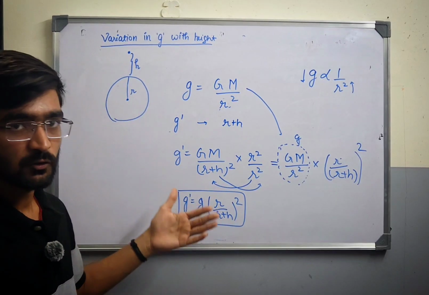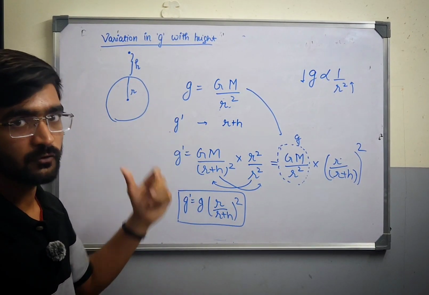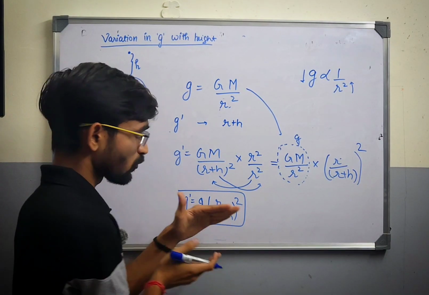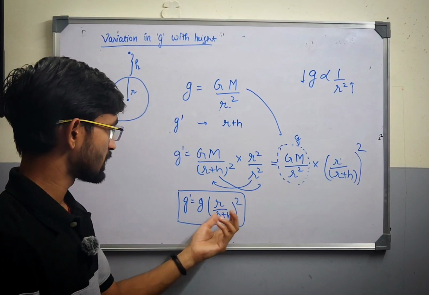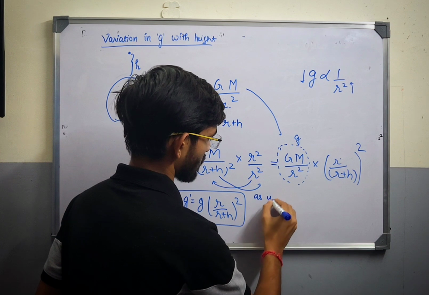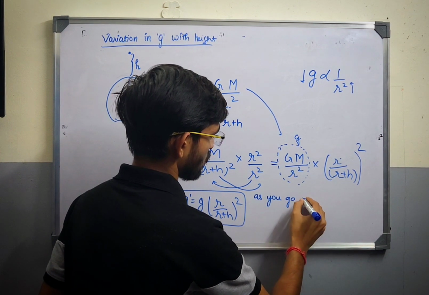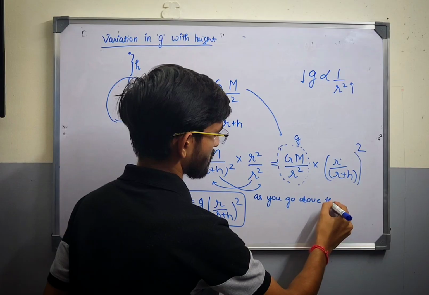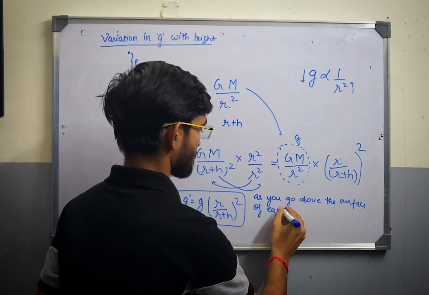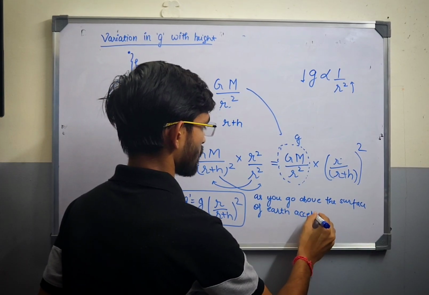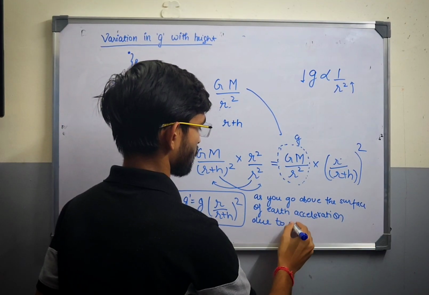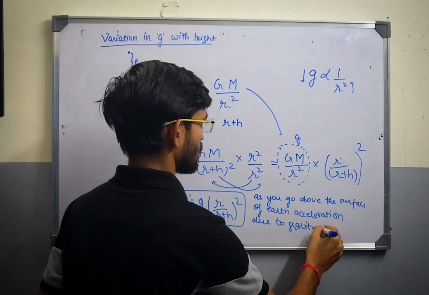This g prime is acceleration due to gravity at some altitude h from the surface of Earth, and as you see, if you increase the h, the denominator is increasing. As the denominator is increasing, this g prime will decrease. So as you go above the surface of Earth, acceleration due to gravity will decrease.